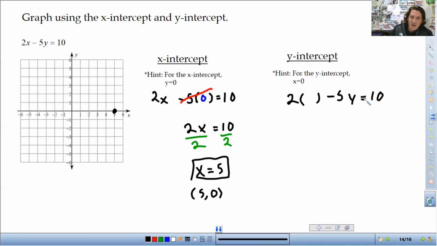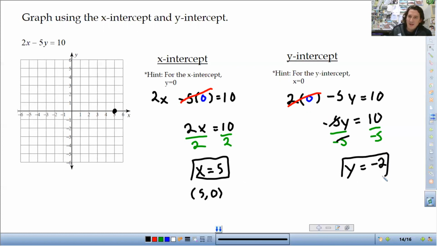Do the same thing for y, so it's going to be 2 times x minus 5y is equal to 10. And since we're finding the y-intercept, we make x 0. Cross that out, so you get negative 5y is equal to 10. Divide both sides by negative 5. So this cancels out. You get y is equal to negative 2. 10 divided by negative 5 is negative 2. So that is the y-intercept, at the point (0, -2). So I'm going to go down here, put a point at (0, -2).